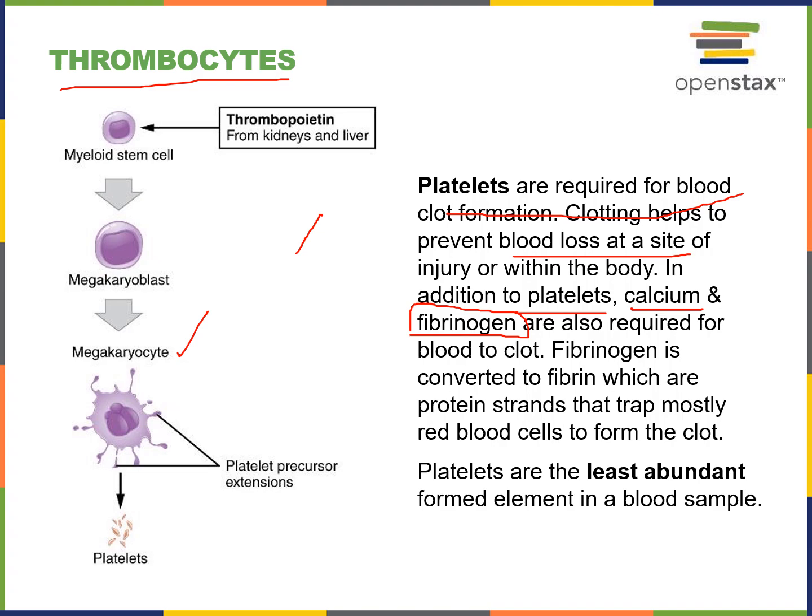Now, any name that you find in biology that has an -ogen as part of the ending means that it is inactive. So fibrinogen is circulating in blood because it's one of the plasma proteins, but it is not active. So it has to be activated in a process. So fibrinogen is converted to something called fibrin. And fibrin are protein strands that help to trap red blood cells to form the clot.